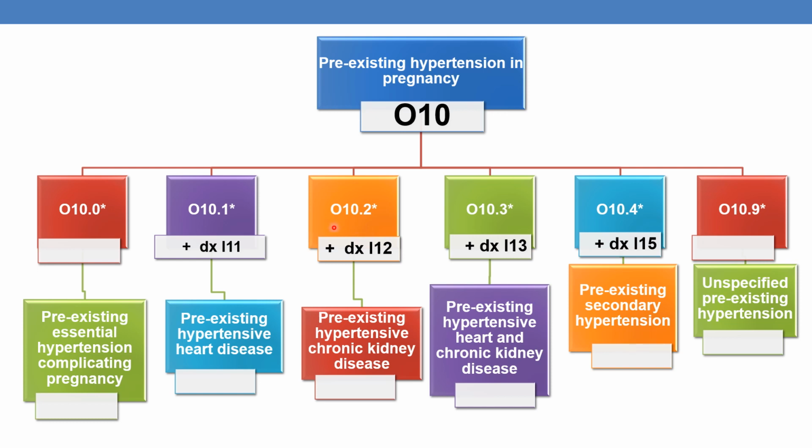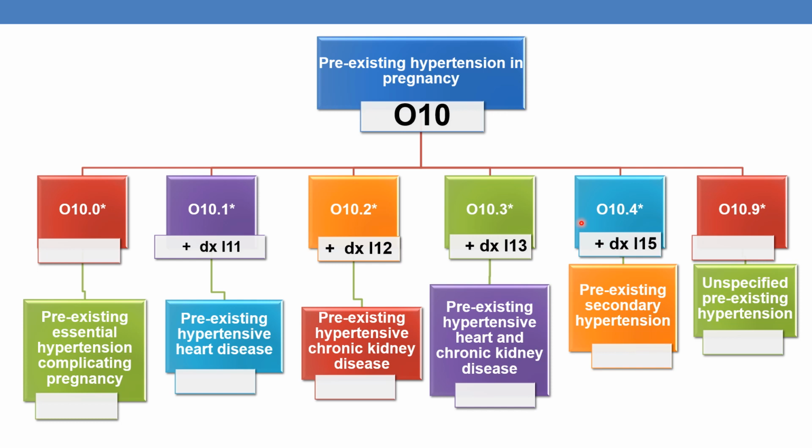Next is O10.2. It deals with pre-existing hypertensive chronic kidney disease. And whenever we are coding a code from category O10.2, you must additionally use a diagnosis from the I12 series in order to indicate the type of chronic kidney disease. Next, O10.3 deals with pre-existing hypertensive heart and chronic kidney disease. And whenever we are coding a code from category O10.3, additionally you need to code from category I13 in order to specify the type of hypertensive heart disease and chronic kidney disease.